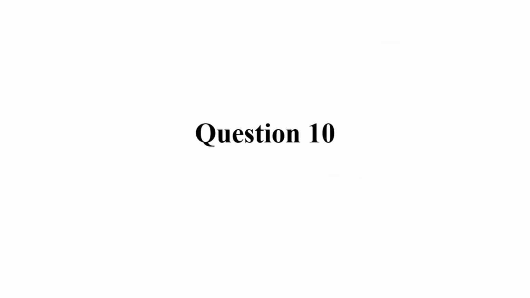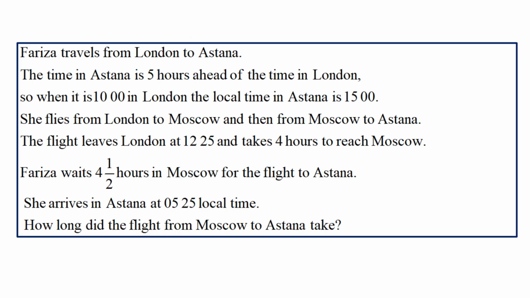Question 10. Fariza is traveling from London to Astana, but her journey involves a stopover in Moscow. Now, keep in mind that there is a time difference between London and Astana. Astana is 5 hours ahead. So, for example, when it's 10 o'clock in the morning in London, it's already 3 o'clock in the afternoon in Astana.